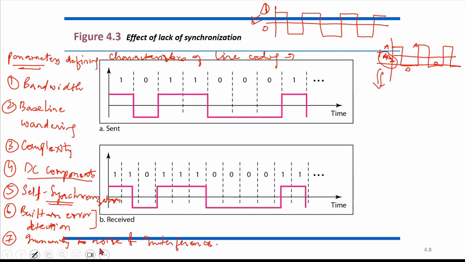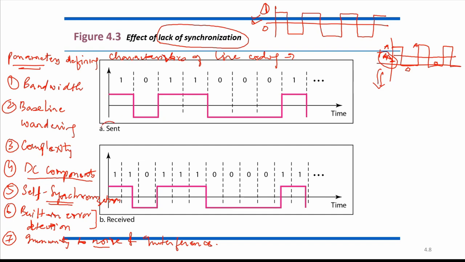Immunity to noise: there should not be any noise effect on the coding techniques. So these are the different parameters that we will be defining. Here it is showing the effect of lack of synchronization. If a line encoding has no self-synchronization, what will be the effect?